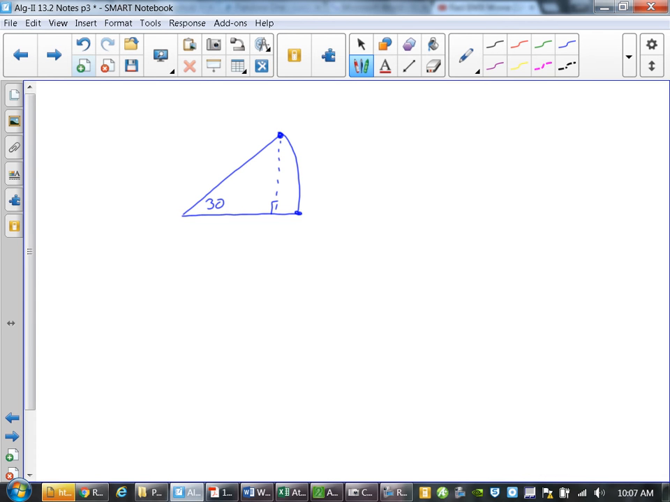Opposite the 30 in the 30, 60, 90 is your 1. Opposite the 60 is the root 3. And opposite the 90 is the 2. Which means if I'm looking at my x and y values, I can get my cosines, I can get my sines from it. Remember, your cosine is your adjacent over the hypotenuse. Your sine is your opposite over the hypotenuse.